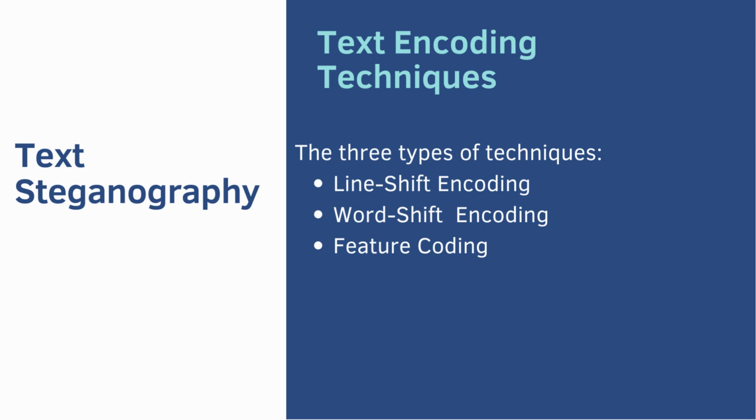Next is word shift encoding. Code words are coded into a document by shifting the horizontal location of the words within the text lines. In simple words, the text lines are shifted right or left. And the last technique is feature coding, where certain text features are altered or not altered depending on the code word.